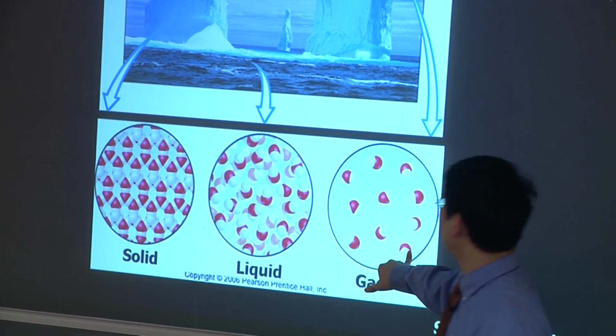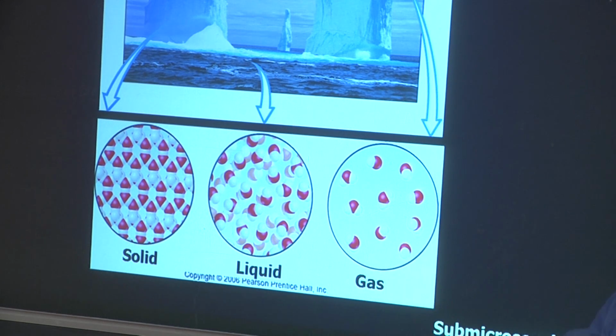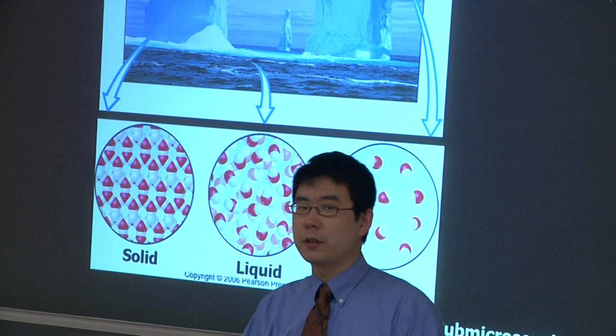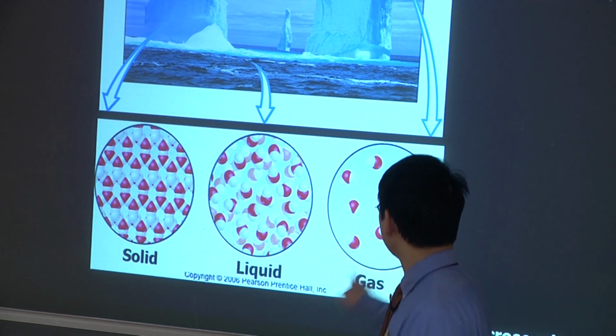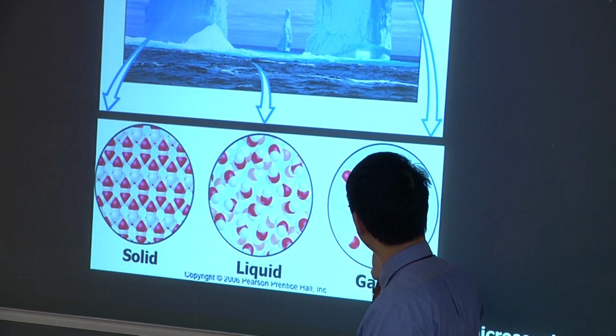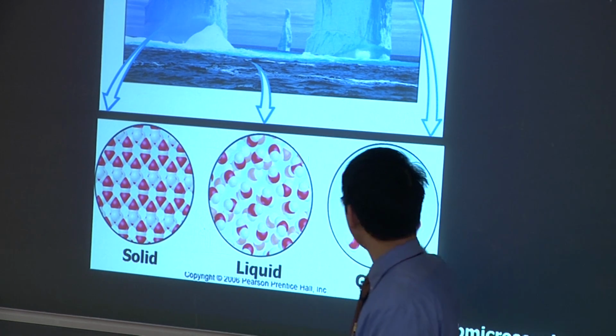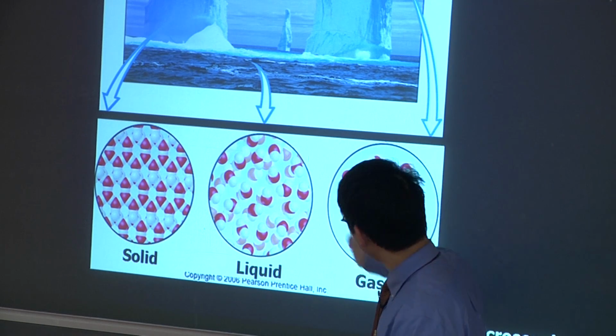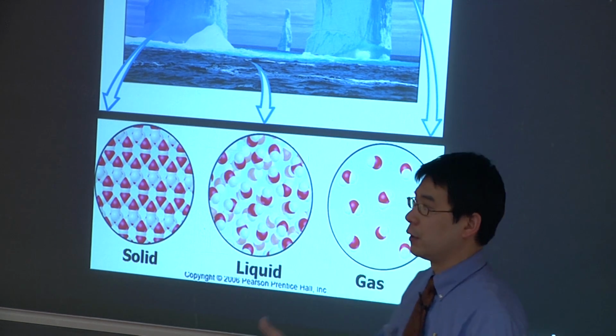Gas molecules are spread far apart. And because they're spread far apart, they don't really talk to each other. They don't really interact with each other. So if this gas molecule wants to go off this direction, it can do that. And if this gas molecule wants to go off in that direction, it can do that. And this one wants to go into the room, it can do that. That's why gases expand to fill the container.